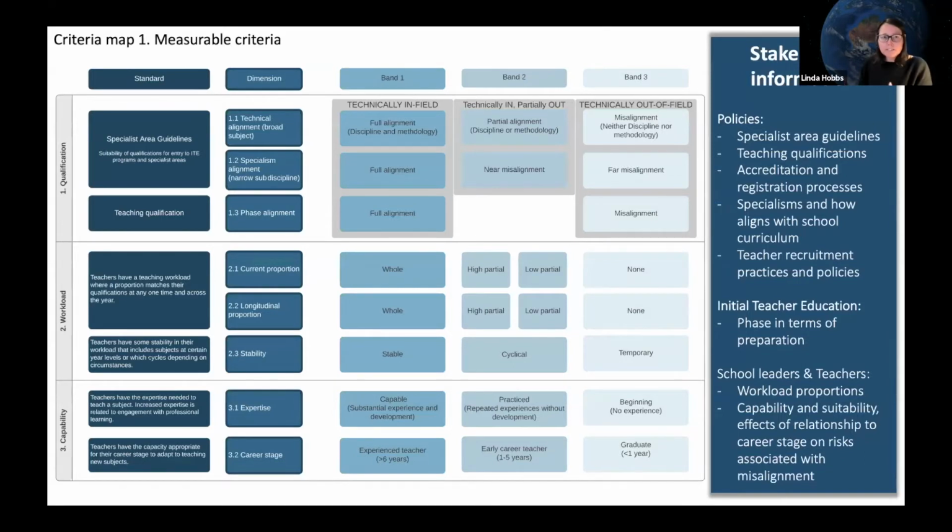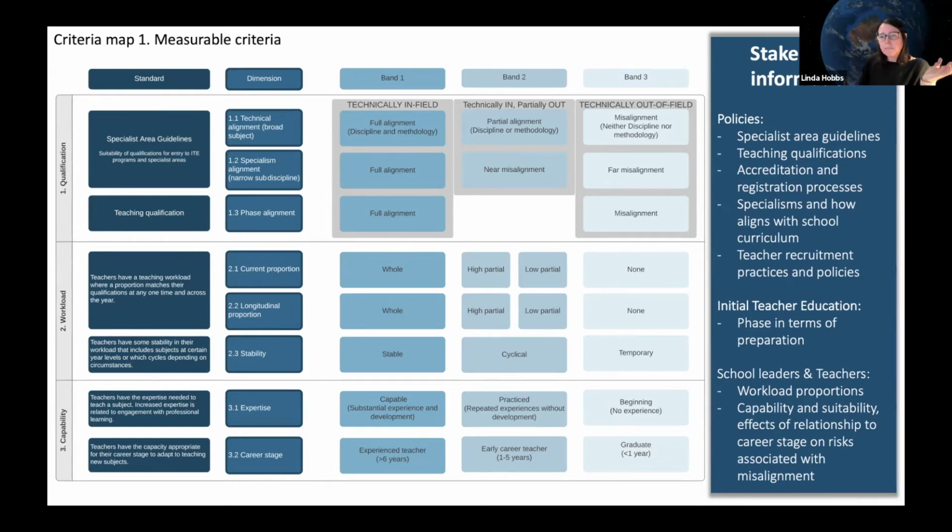So we developed these criteria maps and they're quite complex, but probably the key thing that I want to focus on is what we can learn as stakeholders in this issue from these criteria. The criteria and dimensions that you see there are mapped as degree of alignment between a standard of what we want within the system and degrees of out-of-fieldness, which are represented here as 3 bands. Band 1 is mostly aligned, so essentially in field, and band 3 is least aligned. Of interest is how these criteria can inform different stakeholders' responses.